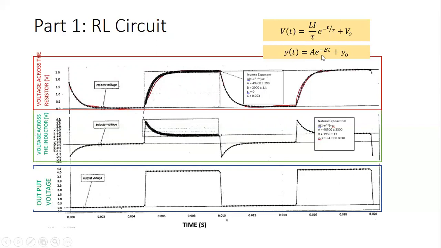Okay, then e to the power minus bt, and on the graph b is 2000. Here in this equation, that b means 1 over τ, right? So 1/τ is equal to b. Using that equation, you may solve for τ.